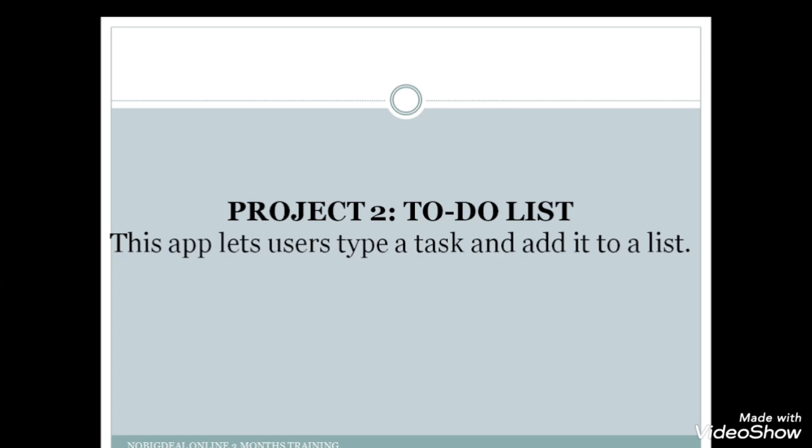This app lets users type a task and add it to a list. This time around, when things are at a high price, you cannot just go to the market and start buying things. You need to do some things, like write out what you need, the price, or you just write out all what you need, so that when you go to market, you do not get confused.